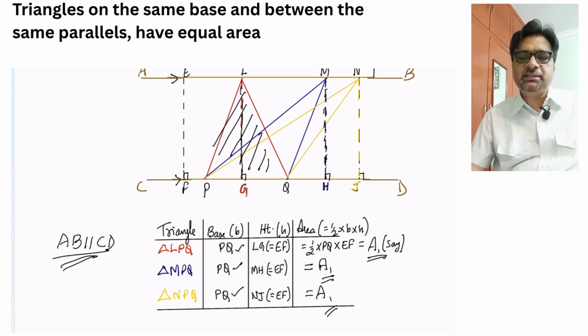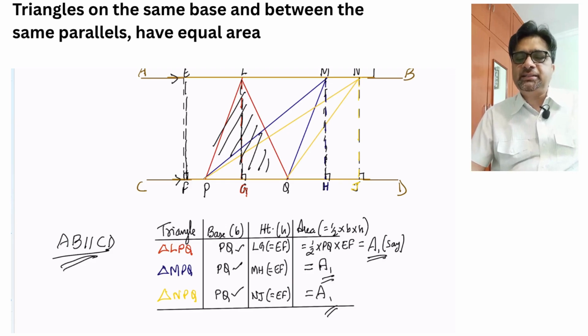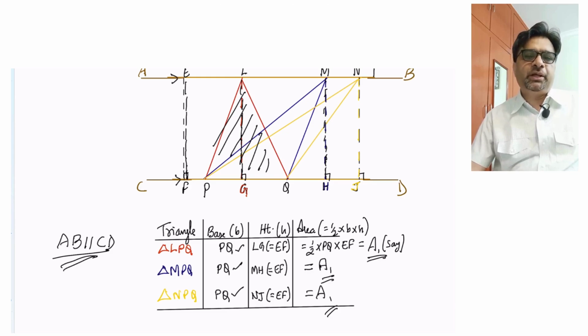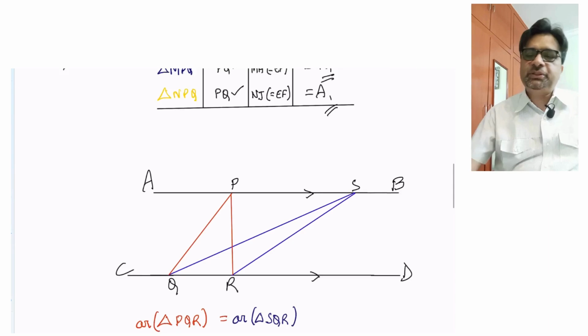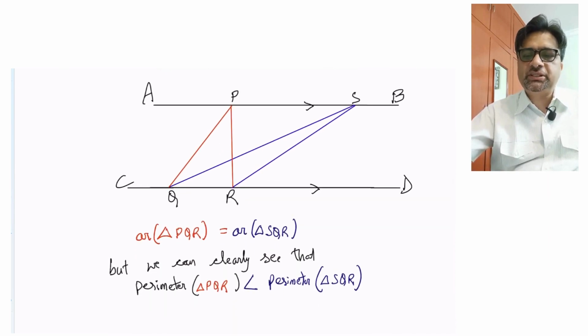In all these cases, you would see that the perpendicular is always equal to the distance between the two parallel lines, and that is EF. So the conclusion here is triangles on the same base and between the same parallels have equal area. Now we come to the third concept, which is an extension of what we just learned.